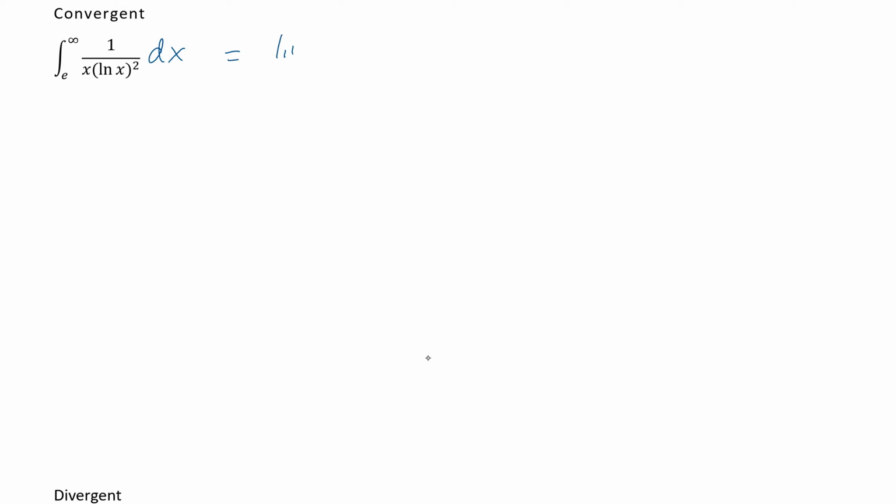So this would be the limit as t approaches infinity of the integral from e to t. So again, all we're doing is replacing the infinity with a t. 1 over x ln of x squared dx. And so now we can take and find out what our integral is. So 1 over x ln of x squared dx.